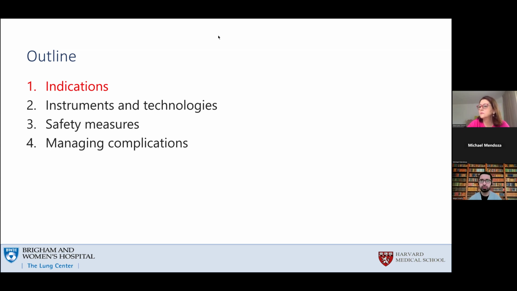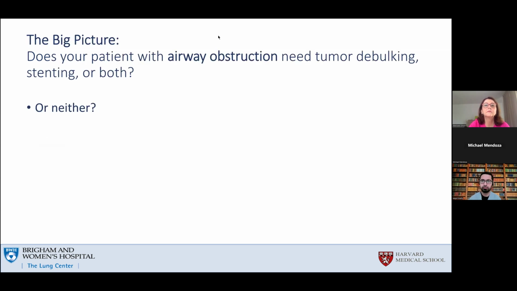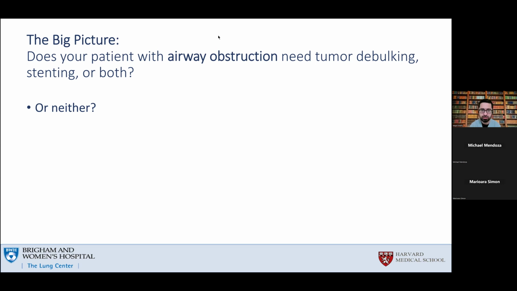Now, we're going to be talking about ways to perform tumor ablation for most of this talk, but let's back up a little bit and think about, what does your patient really need, if anything at all? Assume we have a patient with airway obstruction. Typically what we're dealing with is central airway obstruction. Central airways being the trachea, the main stem bronchi, and then on the right side, the bronchus intermedius as well. And if your patient has obstruction, you wonder whether the patient really needs tumor debulking, or do they need a stent? Do they need both? And very importantly, we must ask ourselves, do they need anything at all?